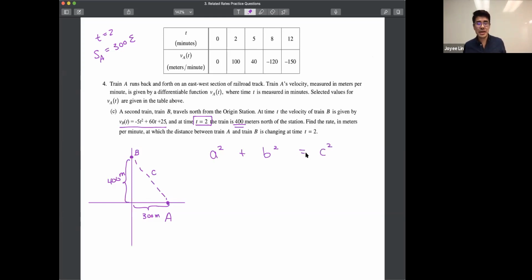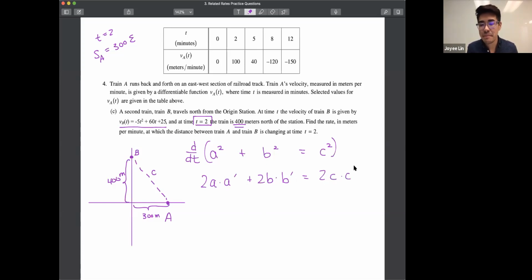All right, so we're just going to take the derivative with respect to time of our Pythagorean theorem. Right, so when we take the derivative, what do we get? We get 2a a prime plus 2b b prime equals 2c c prime. So remember, don't plug in anything until after you've taken the derivative with respect to time. Otherwise, you're going to get into a world of hurt and you're going to get things canceling out like crazy.